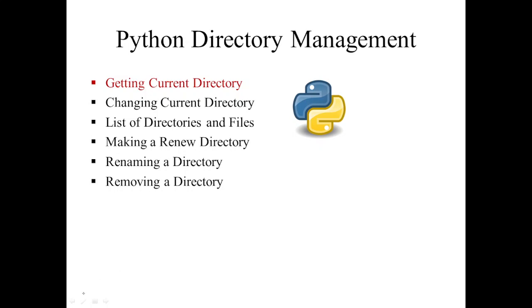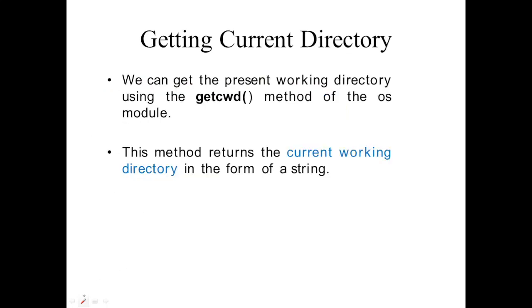So first of all, we will learn how to get the current directory in Python. In order to get the current working directory in Python, we use a method called getcwd, which stands for get current working directory. This method will return the current working directory in the form of a string and will display the whole path showing at which directory we are present.